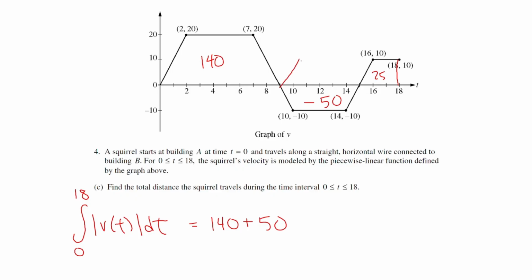So if we're doing the absolute value, it's just going to be 140 plus 50, right? Because this is effectively going up and becoming like a positive when we do the absolute value. And then we'll add another 25 to it. So 140 plus 50 is 190, and 190 plus 25 is 215. And you get 1 point there for the answer of 215.